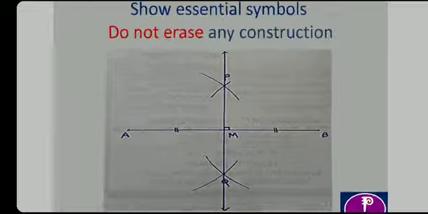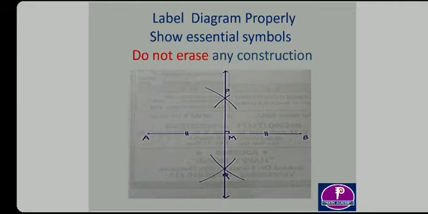As shown here, as this is a perpendicular bisector, length AM is equal to length MB, and angle M is 90 degrees, shown here symbolically. Do not erase any construction.